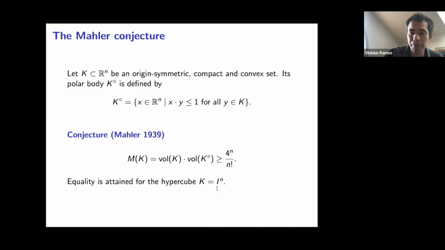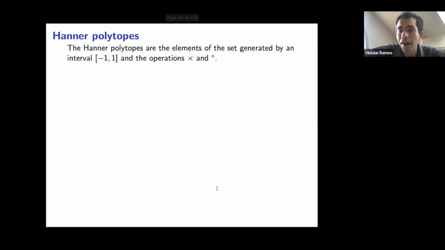So the other set of minimizers, or a wider set that includes the hypercubes, are what are called the Hanner polytopes. The Hanner polytopes are basically the following thing. Instead of just taking the interval and taking the Cartesian product with it multiple times, you allow, at some point, taking the polar body. So you take the set generated by the interval and the operations of taking products and taking polar bodies. Okay, so this is a much bigger family in higher dimensions.